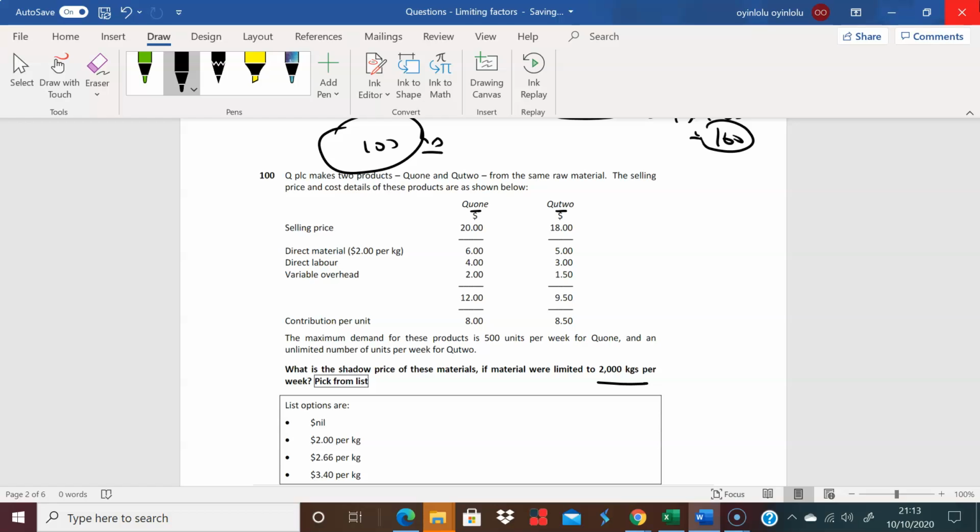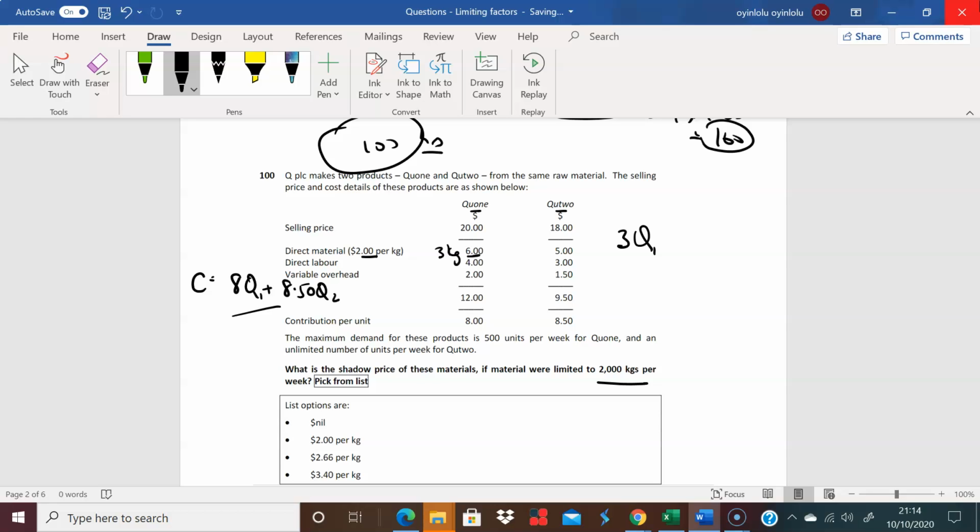we would need our equation for C first of all. So in terms of contribution, for every unit of Q1, we have 8 pounds. I'll write 8 Q1 plus 8 pound 50 Q2. That's your contribution, sort of ISO contribution line. Let's look at the first situation. So in terms of my material, they give you the price, they say £2 per kilogram. You're spending £6. So you're using 3 kilograms for every Q1, if you like.